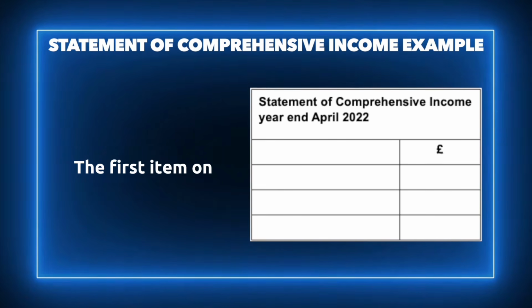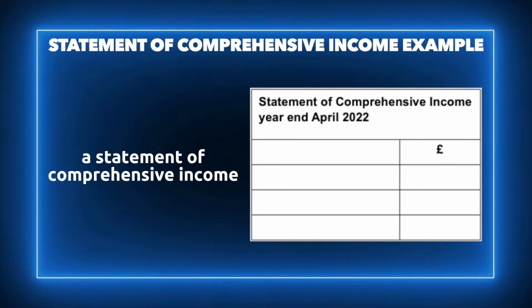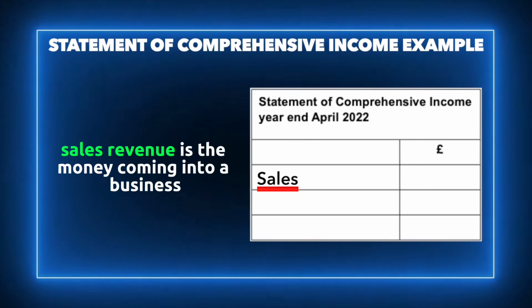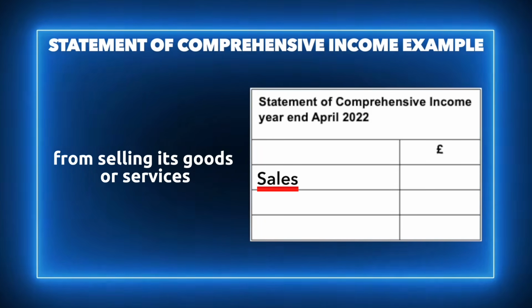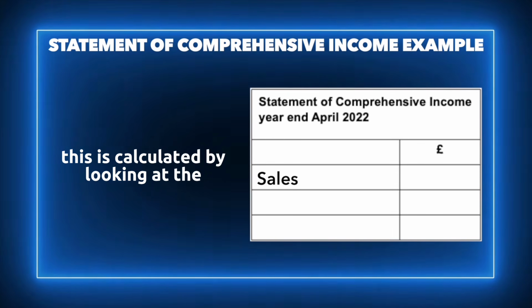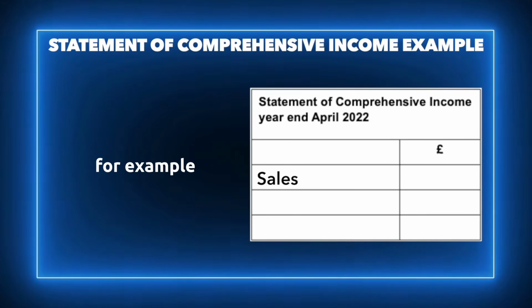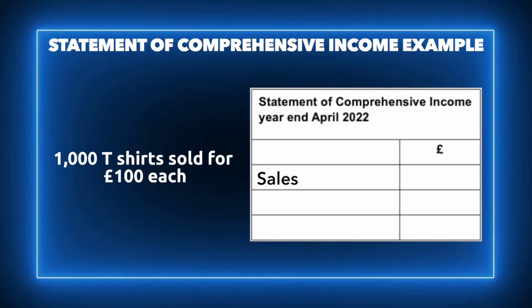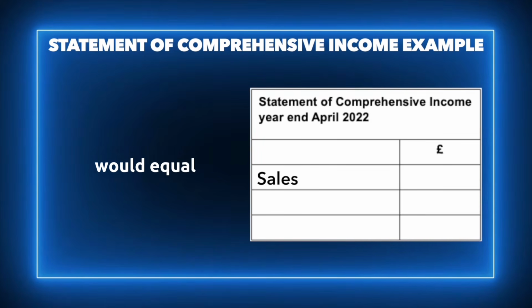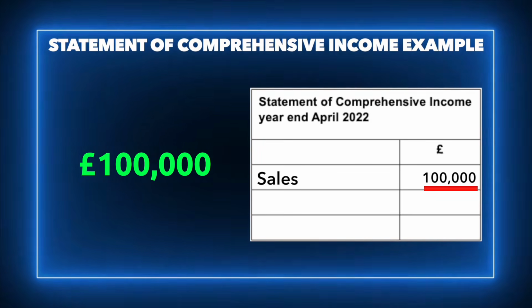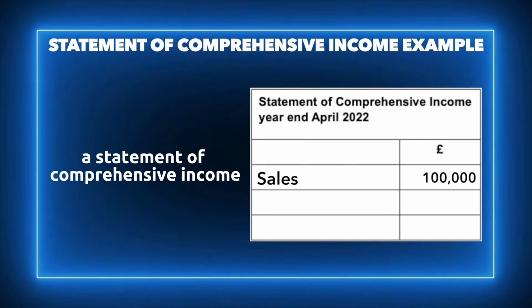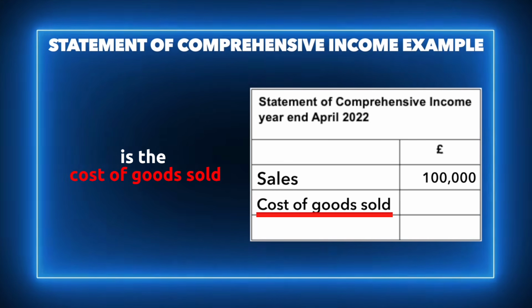So the first item on a statement of comprehensive income is sales. Sales revenue is the money coming into a business from selling its goods or services. This is calculated by looking at the quantity sold times the selling price. For example, 1,000 t-shirts sold for £100 each would equal £100,000 in sales.